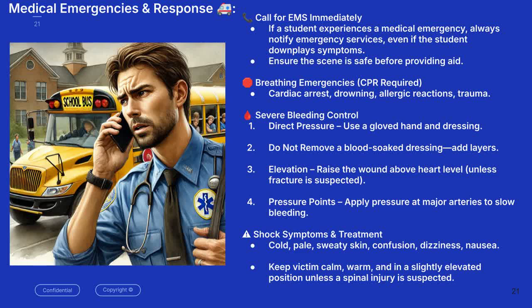Severe bleeding control. 1. Direct pressure. Use a gloved hand and dressing. 2. Do not remove blood-soaked dressings. Add layers instead. 3. Elevation. Raise the wound above heart level unless a fracture is suspected. 4. Pressure points. Apply pressure at major arteries to slow bleeding.